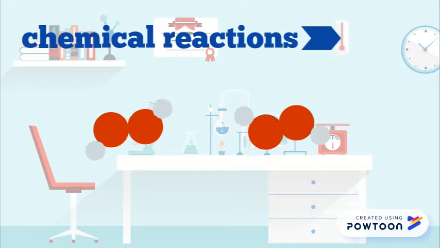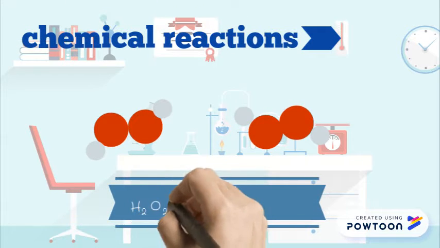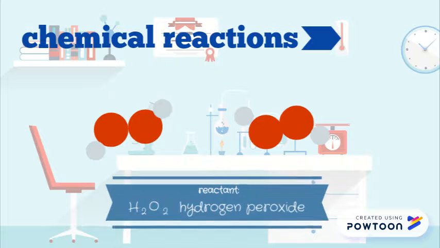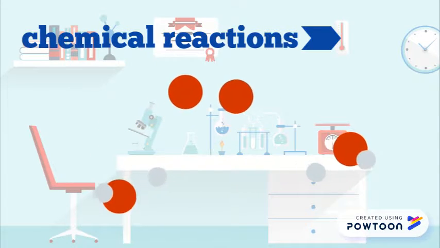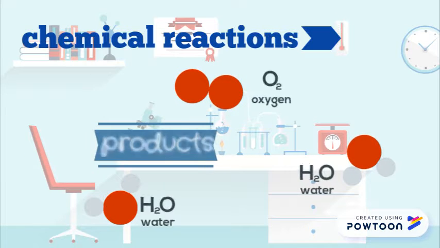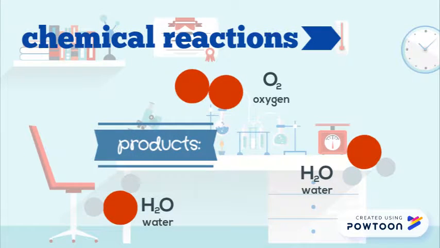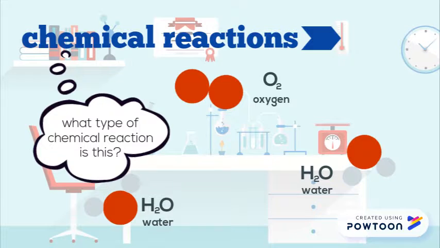A chemical reaction is when the atoms of chemicals, or reactants, are moved into a different arrangement to produce different chemicals, or products. The speed at which the reactants are rearranged into the products is called the reaction rate.